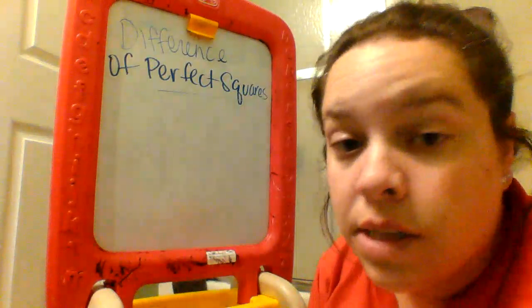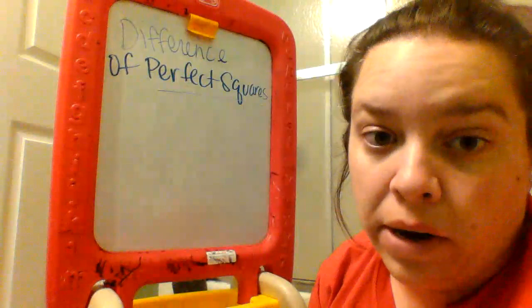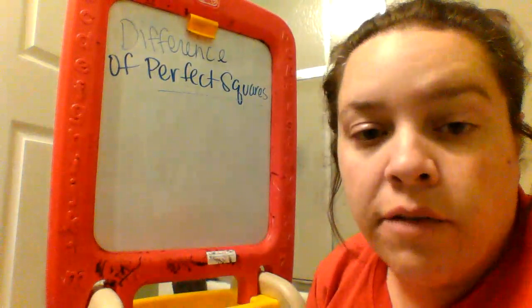A perfect square is not a shape, okay? A perfect square is a number that has been squared. So let's talk about some numbers that have been squared.